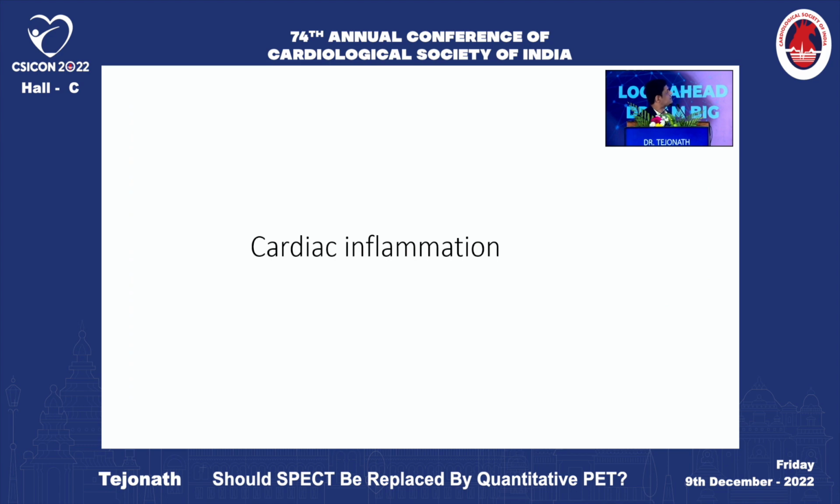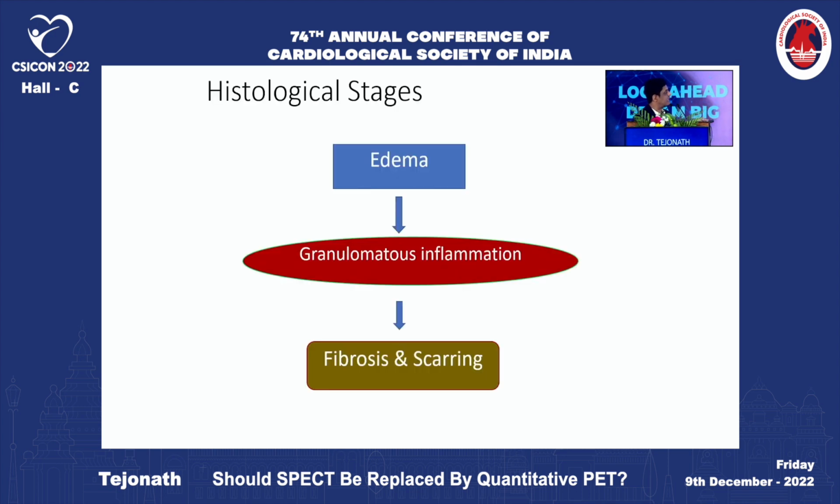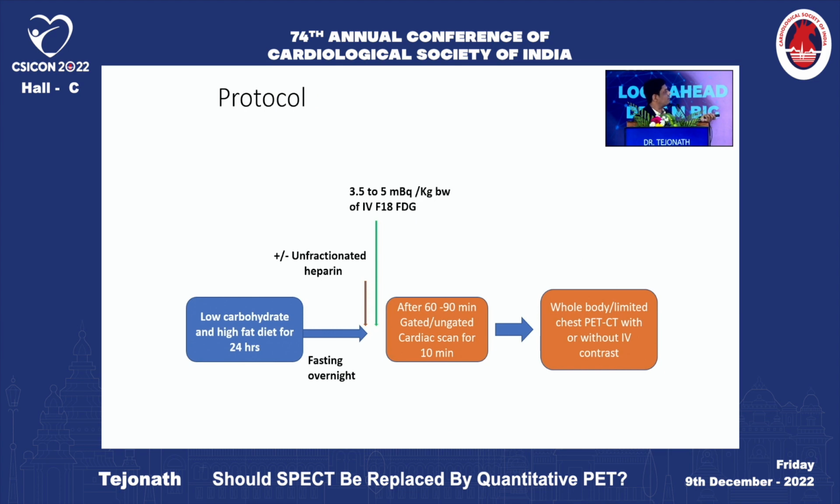I will skip through these slides. For cardiac inflammation, the preparation is totally different from myocardial viability, because for viability we are trying to push as much glucose as possible into the myocardium to assess viability. Here we don't want the myocardium to have physiological uptake. So the patient is advised to follow a specific diet, especially a low carbohydrate and high fat diet.